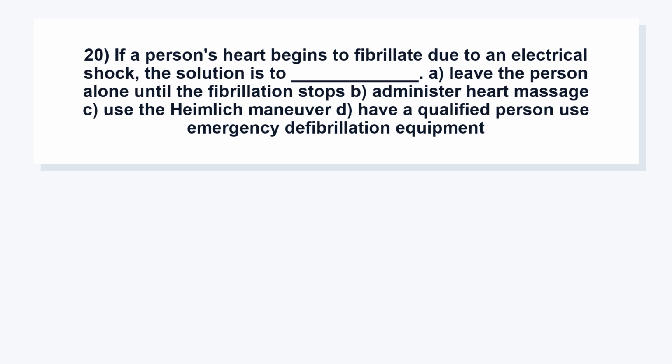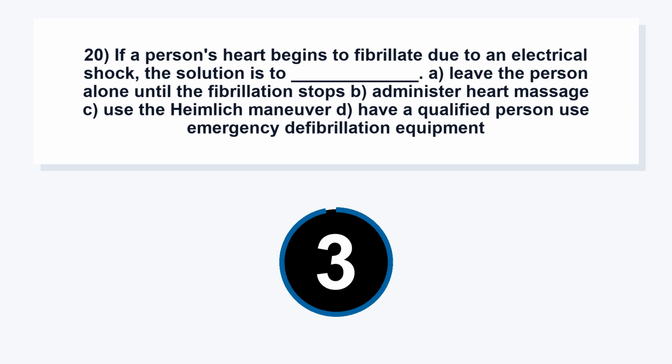20. If a person's heart begins to fibrillate due to an electrical shock, the solution is to ____. A. Leave the person alone until the fibrillation stops. B. Administer heart massage. C. Use the Heimlich maneuver. D. Have a qualified person use emergency defibrillation equipment.